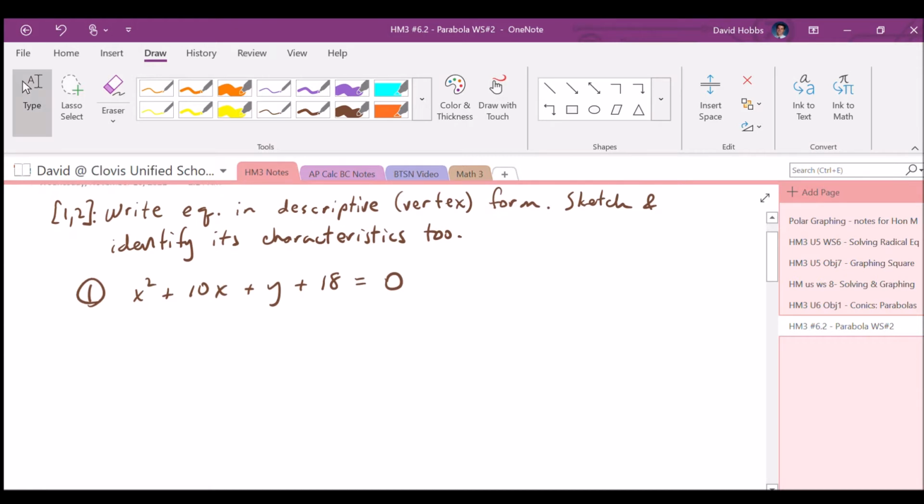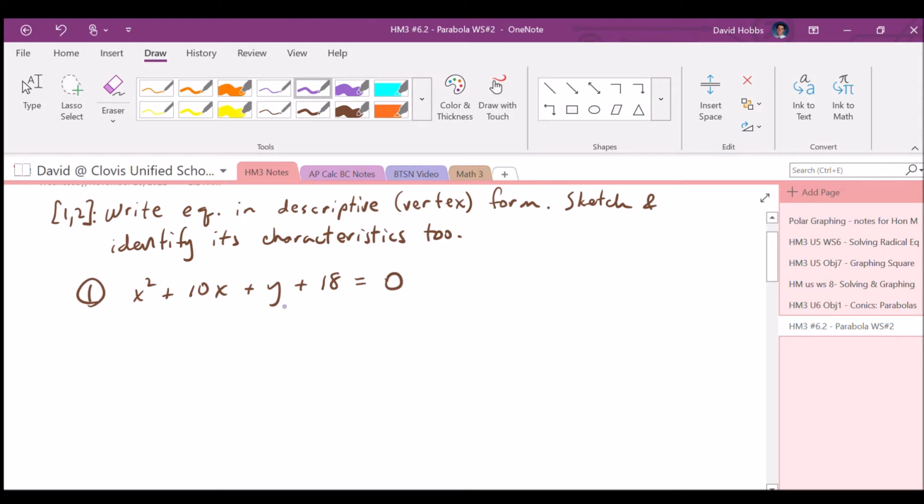So right now, number one is not in vertex form. We can't see what the vertex is. How do we even know whether it's an x equals or a y equals parabola? Well, first off, what's the squared term? The squared term is x squared, so it's going to be y equals.